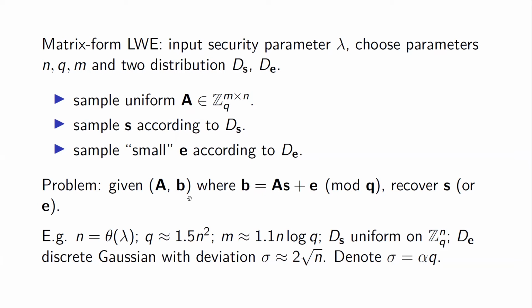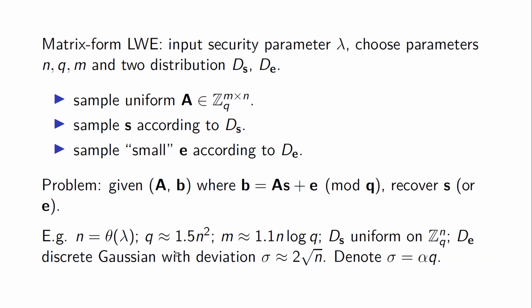The problem is to recover S or E given A or B. In the coding language, this is more like S is the message, where A is the generating matrix but in the column form, where E is the error and B is the transmitted code word. Of course, this E is set in the sense that it's more than the decoding radius. Therefore, there's no way that we can decode easily.